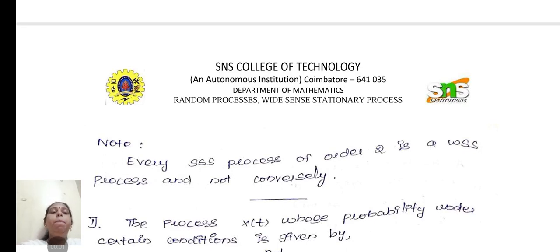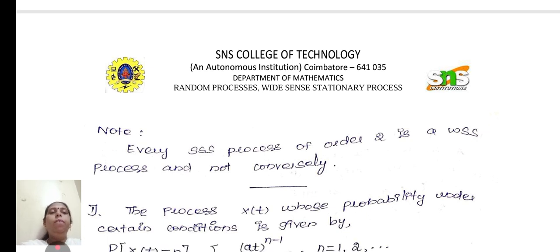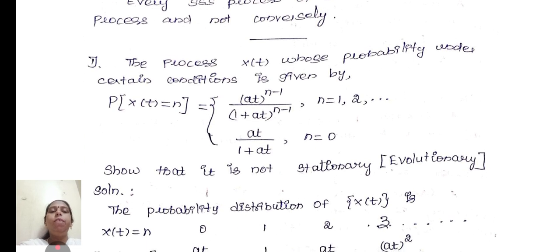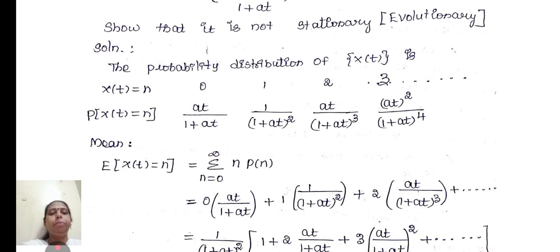Good morning. In the previous section, we saw the definition of a random process, the classification, and the problem. So let us continue the problem. That is, P of n is given and we have to show that it is not stationary.